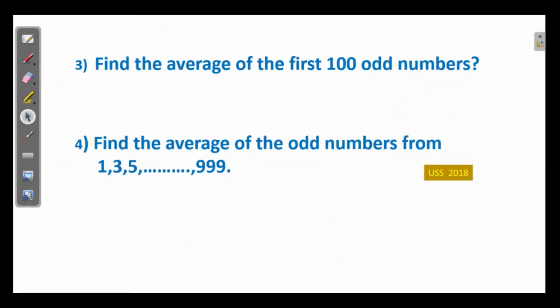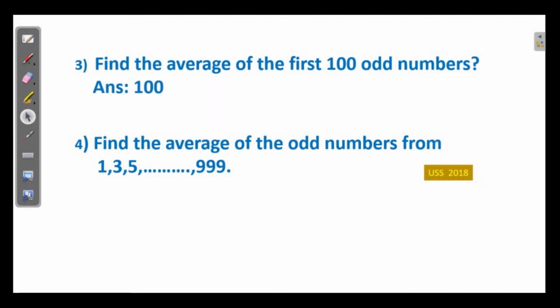Find the average of first 100 odd numbers. We have learned just now. Number of first 100 odd numbers, this number itself is the average. So, average is equal to 100.